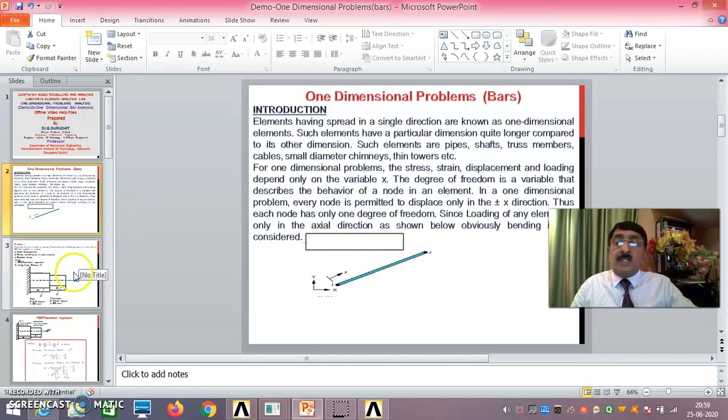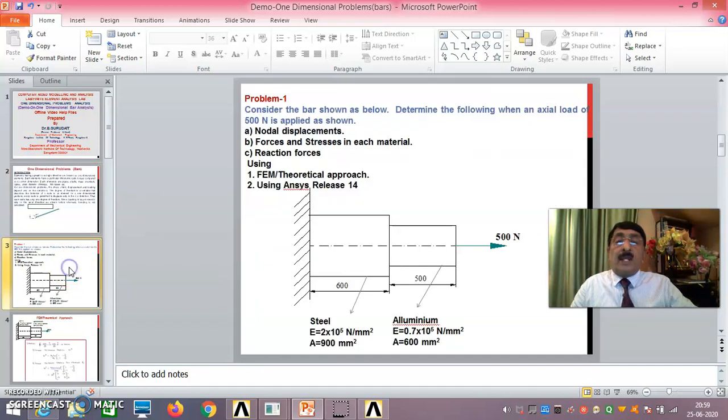See here, I will be discussing one typical problem. Consider the bar shown. Problem 1, a typical problem, what normally students get in the examinations, whether it is any autonomous institution or VTU, the standard problems, what exactly they give. Consider the bar shown below. Here I have given a bar. Determine the following when axial load is applied.